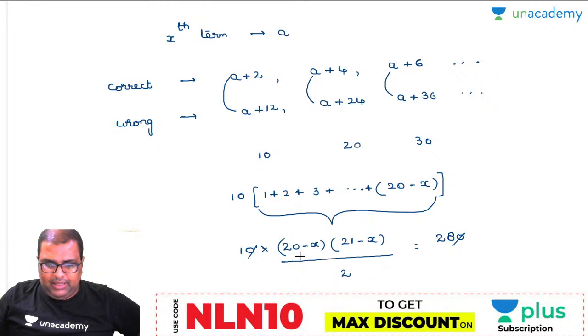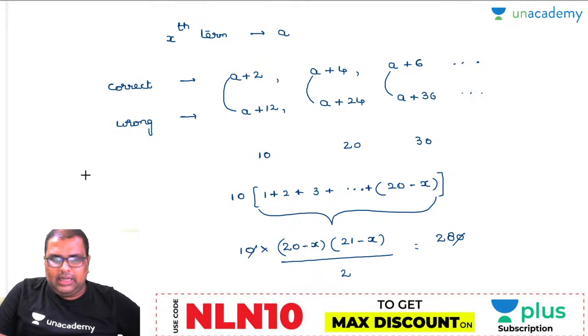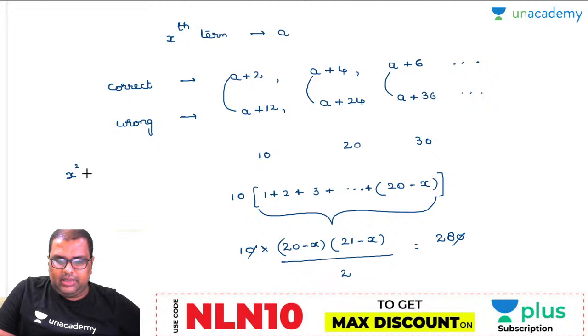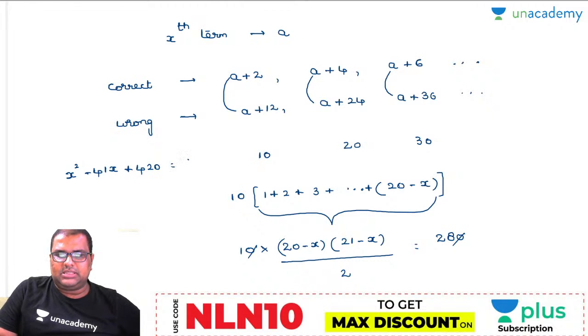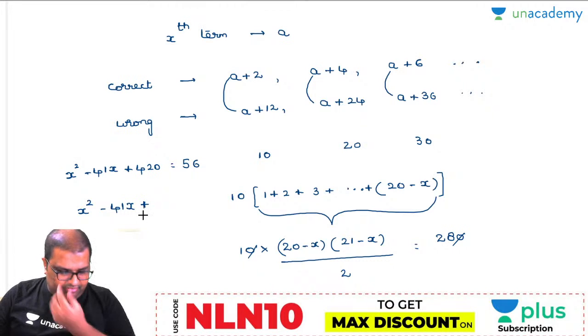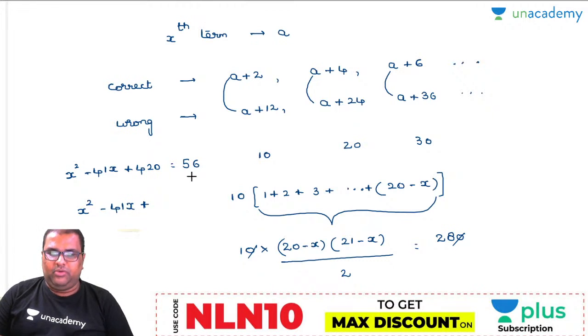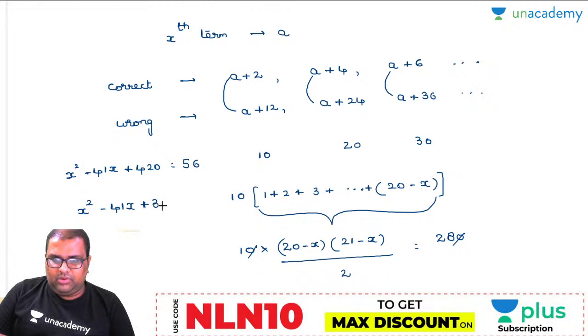Now upon multiplying these things, what will you get? 20 into 21 will be 420. So you will get a quadratic equation, x square minus 41x plus 420 is equal to 56. Finally, x square minus 41x plus 420 minus 56 will be how much? Right, 420, 410, 400, 370. Is it 364? Is equal to 0?